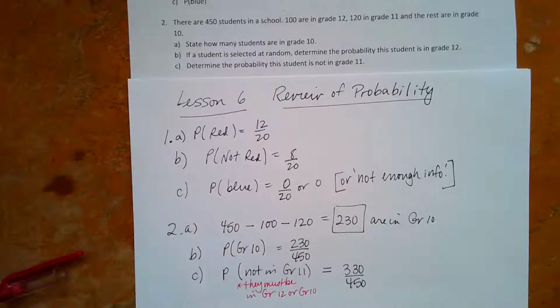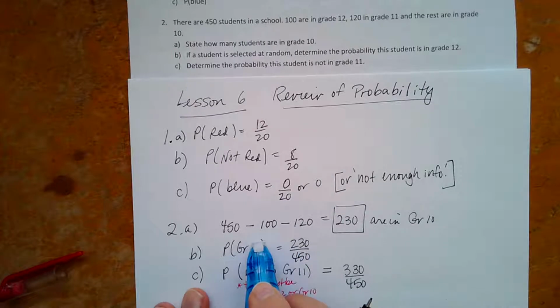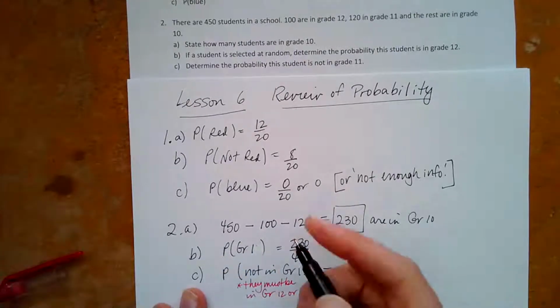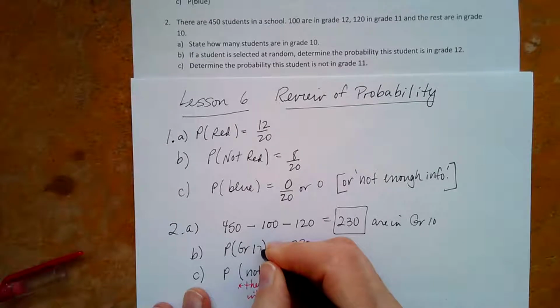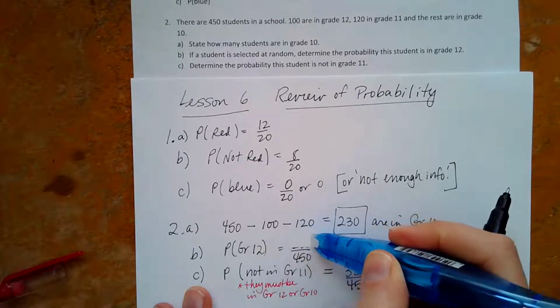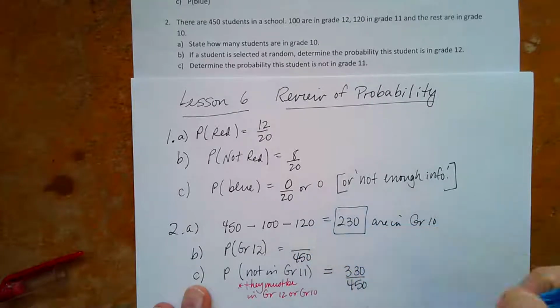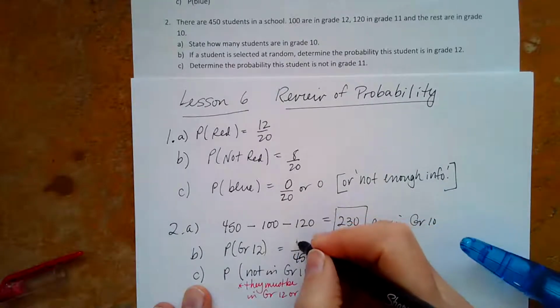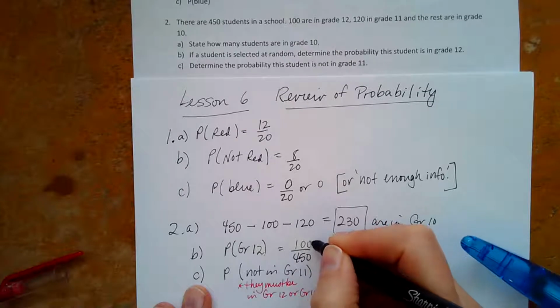2B is grade 12, not grade 10. Oh my gosh. Thank you, Cynthia. Oh, brother. How am I reading this? Probability in grade 12 is 100. It's a good thing I've got someone watching me. That would be 100. Agreed.